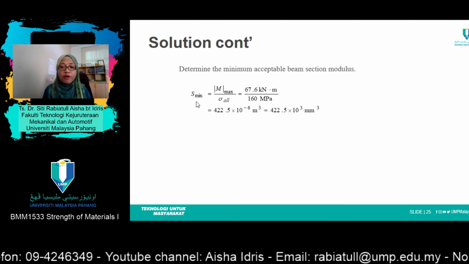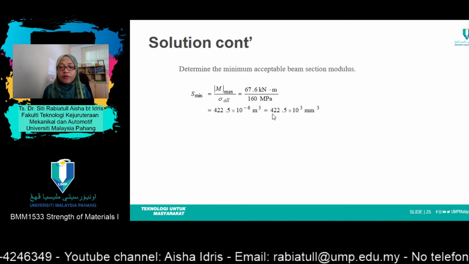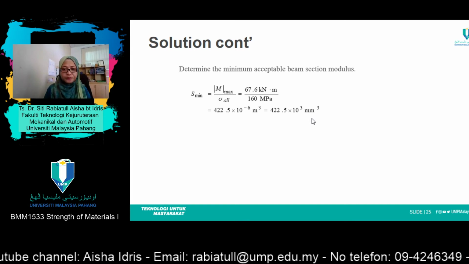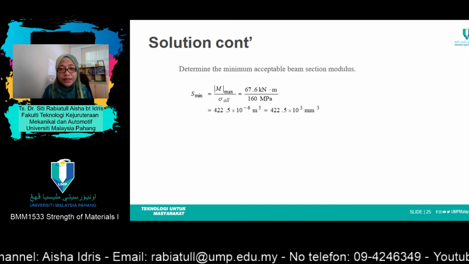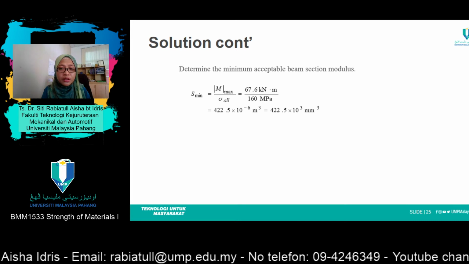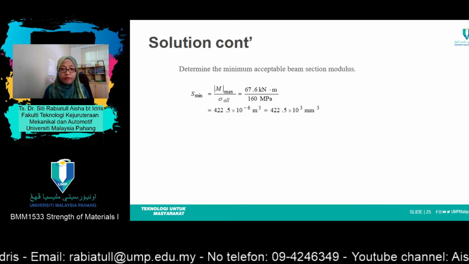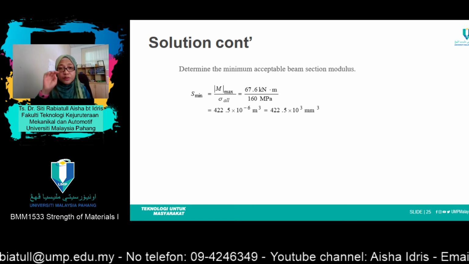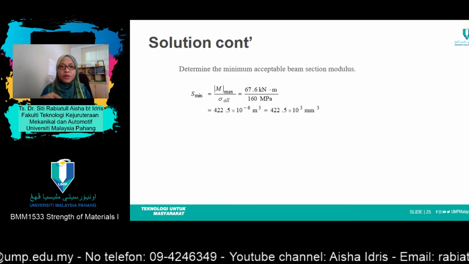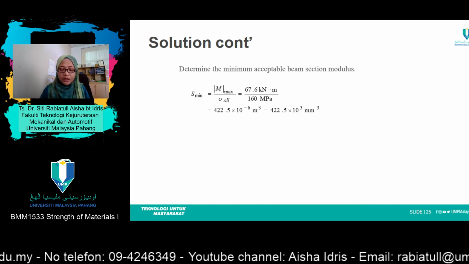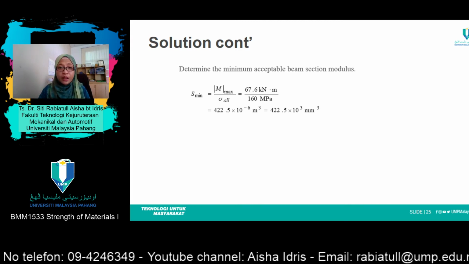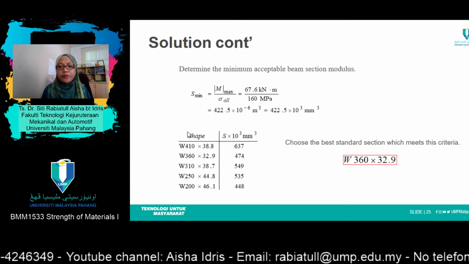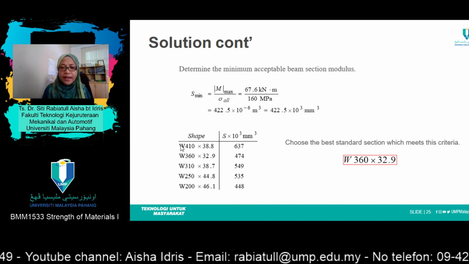You'll get the value of S is 422.5 times 10 power of 3 mm3. But the question asks you to select the types of beam to be used. So by right, you need to refer to the list of tables in the textbook. But here I already summarized it. Okay, so please don't look at the answer yet.